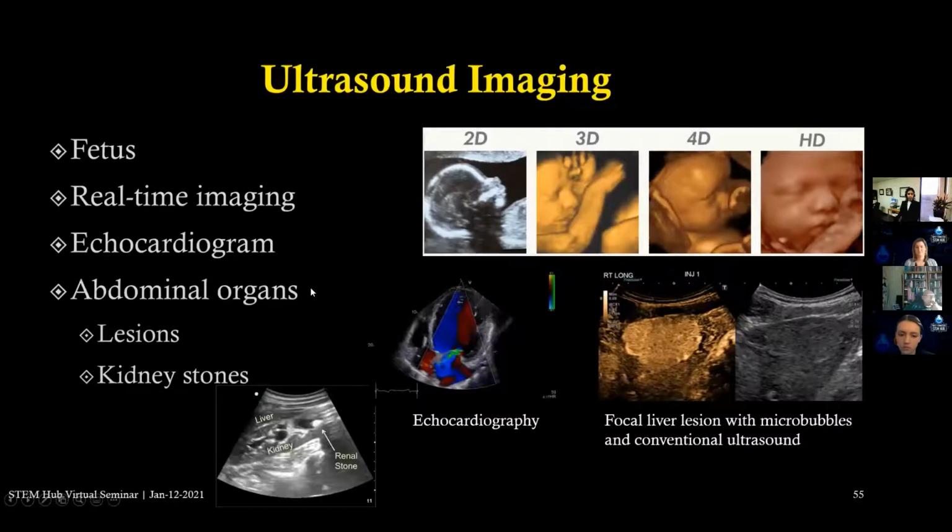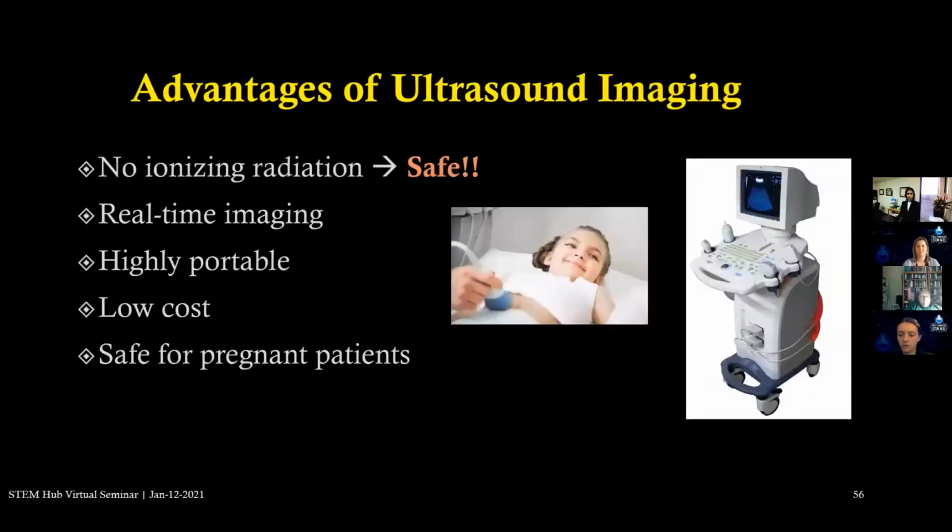And also for abdominal organs, if there are any lesions, you can use microbubbles, which are contrast agents, to depict the focal lesions here. And also like the renal stones, you can use ultrasound to see if there are any renal stones or kidney stones.